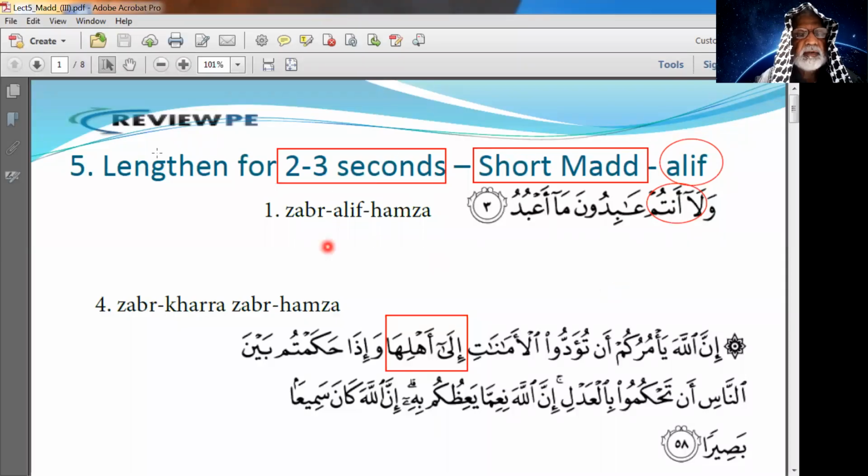Okay, so let's talk about mud, which is the elongation or lengthening of alif for 2 to 3 seconds. We are specifically looking at this time when it is a followed by hamza. So we have lam zabar, lam fatha, alif, and followed by hamza. Whenever that situation is there, we will have a mad, a tilde sign on top of it. So we need to extend that for 2 to 3 seconds. It's called short mud.